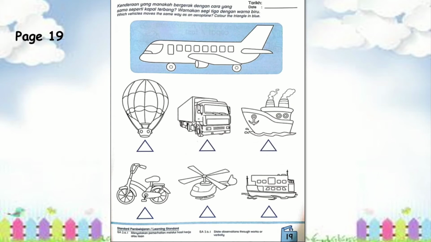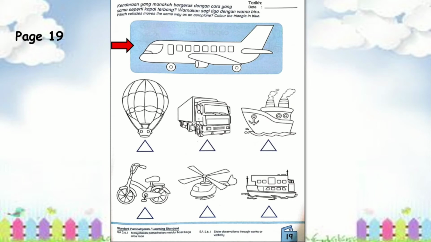So let's read the instruction given. Which vehicles move the same way as an aeroplane? Color the triangle in blue. Okay, can you see the aeroplane there? So where does an aeroplane move? On land, on water, or in air? Yes, an aeroplane moves in air.